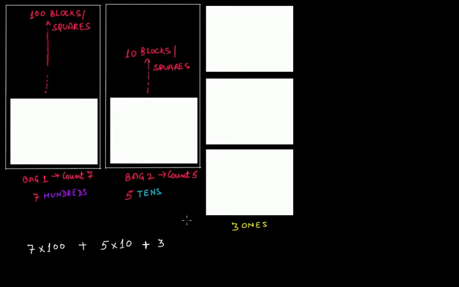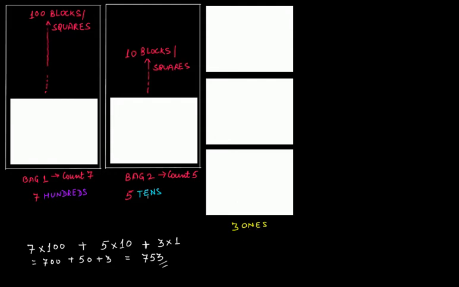This 3 tells you that you have 3 ones, and ones means what? One separate unit. So 3 times 1. Now if I have to write them in the form of a number, this will be what? 700 plus 50 plus 3, and this will be 753. Okay, so this is the total number of squares from these 7 bags of hundreds, 5 bags of tens, and these 3 separate units, or the ones.